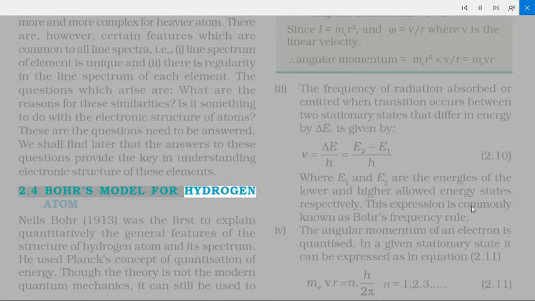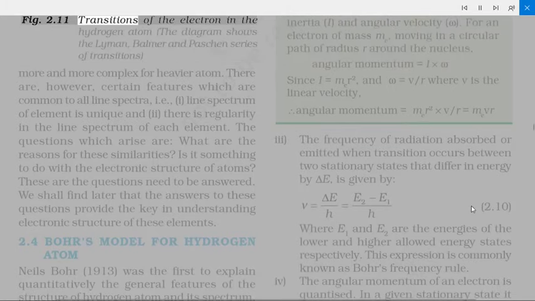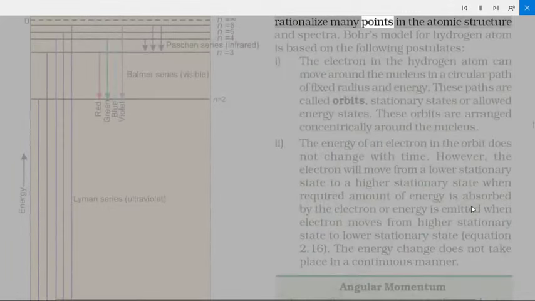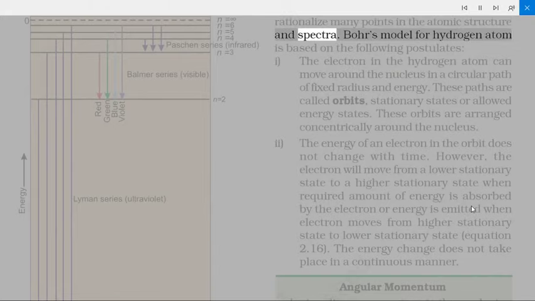2.4 Bohr's model for hydrogen atom. Niels Bohr, 1913, was the first to explain quantitatively the general features of the structure of hydrogen atom and its spectrum. He used Planck's concept of quantization of energy. Though the theory is not the modern quantum mechanics, it can still be used to rationalize many points in the atomic structure and spectra. Fig. 2.11 Transitions of the electron in the hydrogen atom. The diagram shows the Lyman, Balmer and Paschen series of transitions.